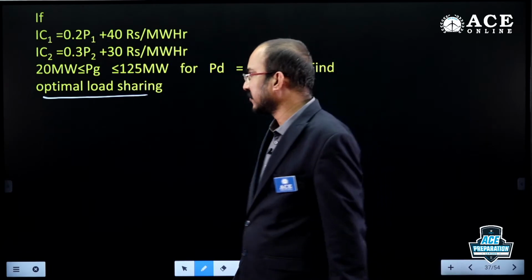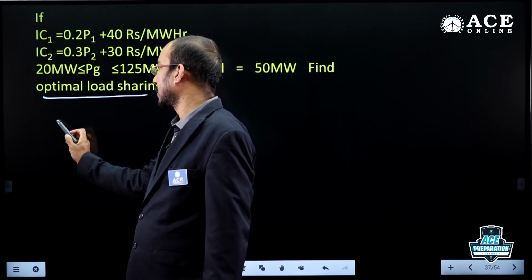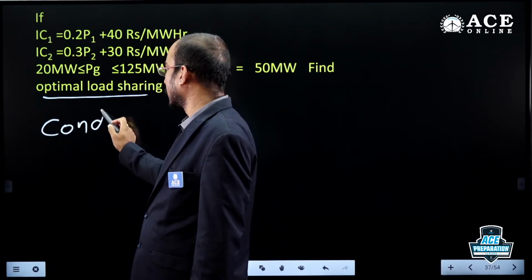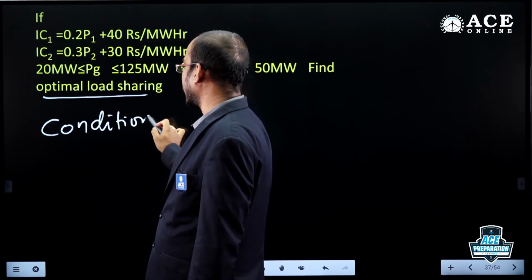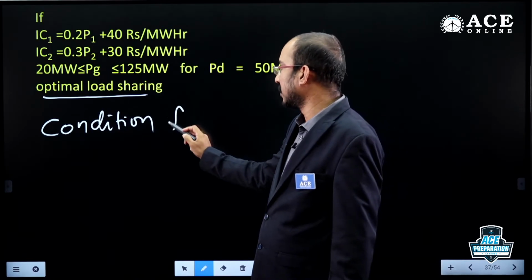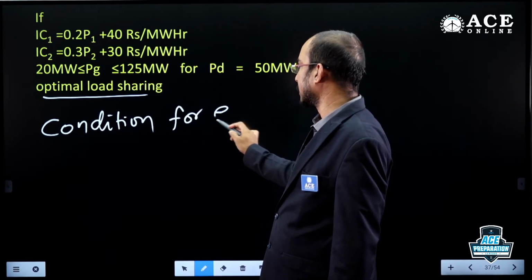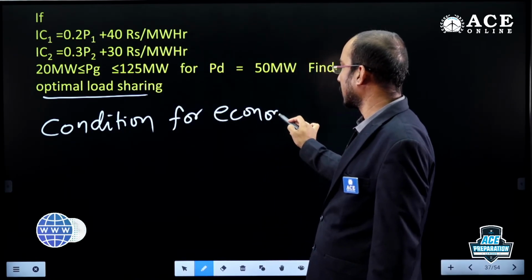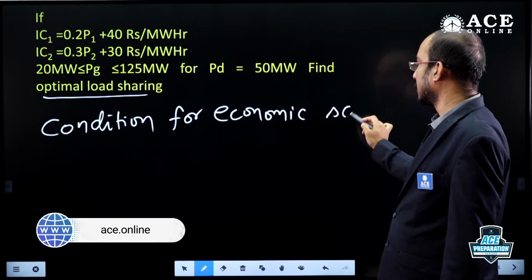Incremental fuel cost characteristics are given. So what is the condition for economic scheduling? Here losses are neglected because he is not speaking about any losses in the transmission line. Condition for economic operation, economic scheduling.